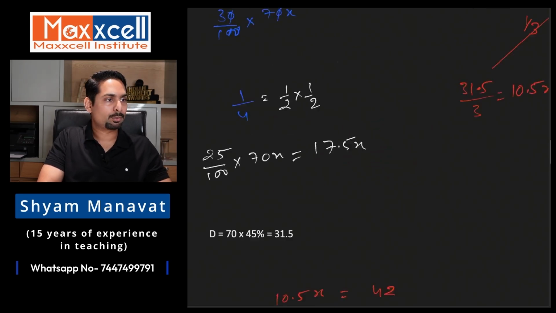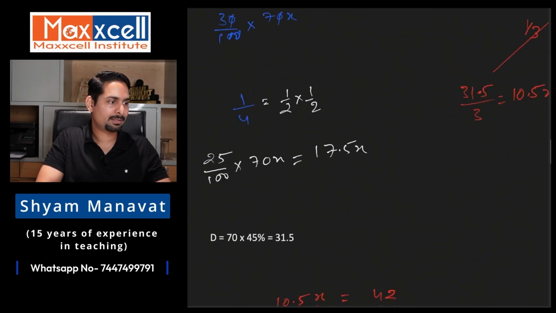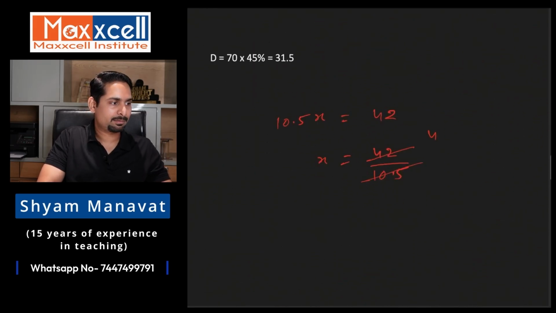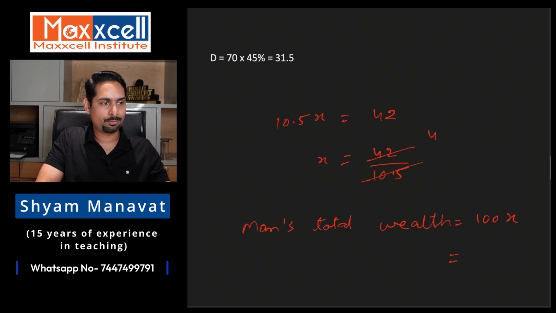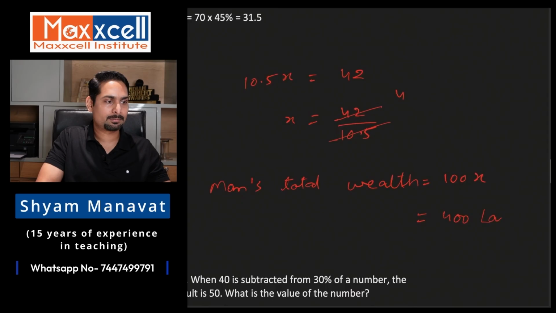Now the total wealth of the man we have assumed to be 100x, right? Man's total wealth equals 100x. This is what we assumed, and we got x is equal to 4. So this is 400 in lakhs. So this is the answer.